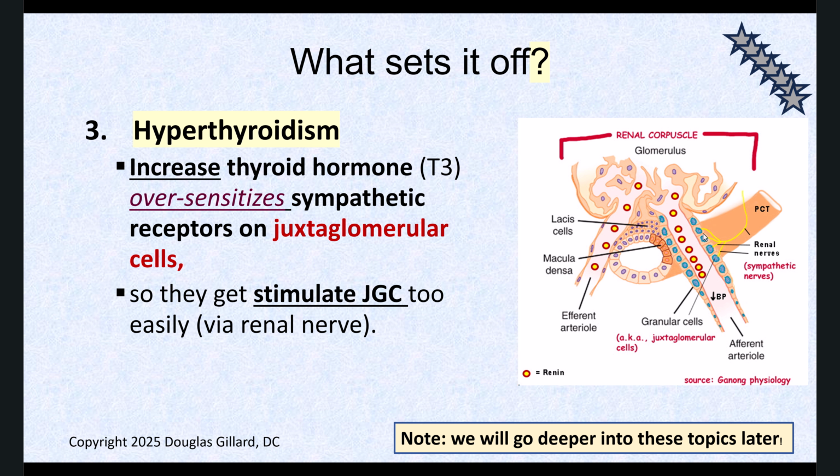You can't see this in this picture, but we know that sympathetics release norepinephrine. Norepinephrine sinks into the tunica media and causes the tunica media to contract. So there's receptors for norepinephrine on all these juxtaglomerular cells. And T3 oversensitizes them and makes them too grabby. So even if there's just a trickle of sympathetic input here, they grab every single little molecule of norepinephrine and react to it. They're not supposed to be that sensitive. And so that directly stimulates the release of renin.